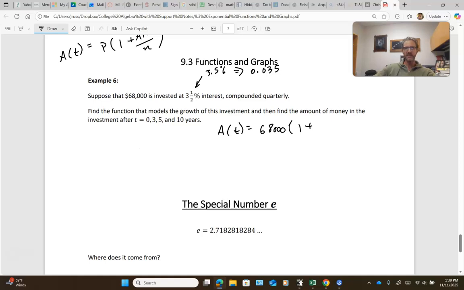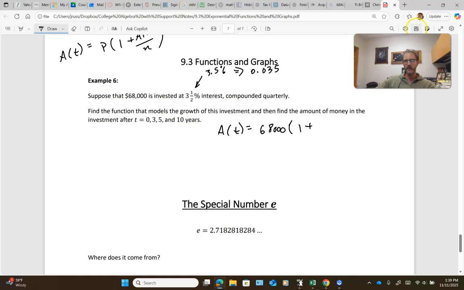Now, 3.5%, that's not a great rate of return on an investment.